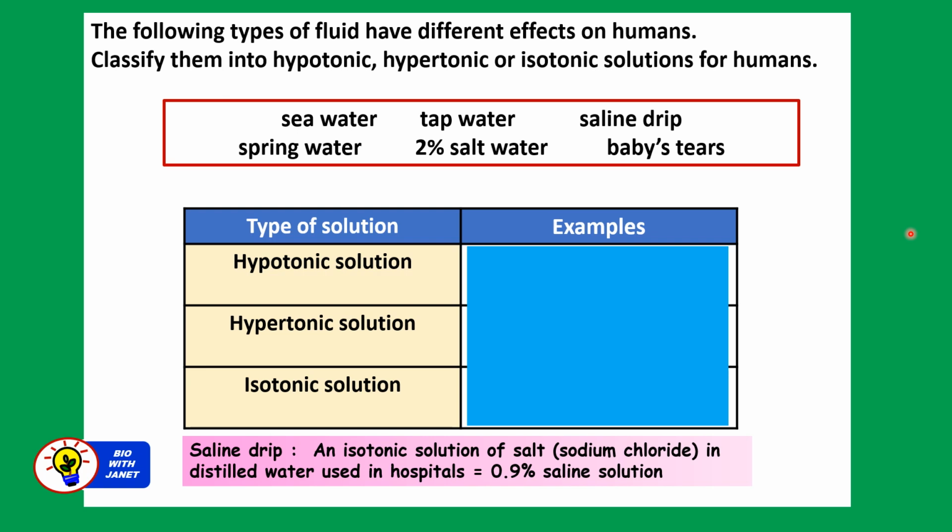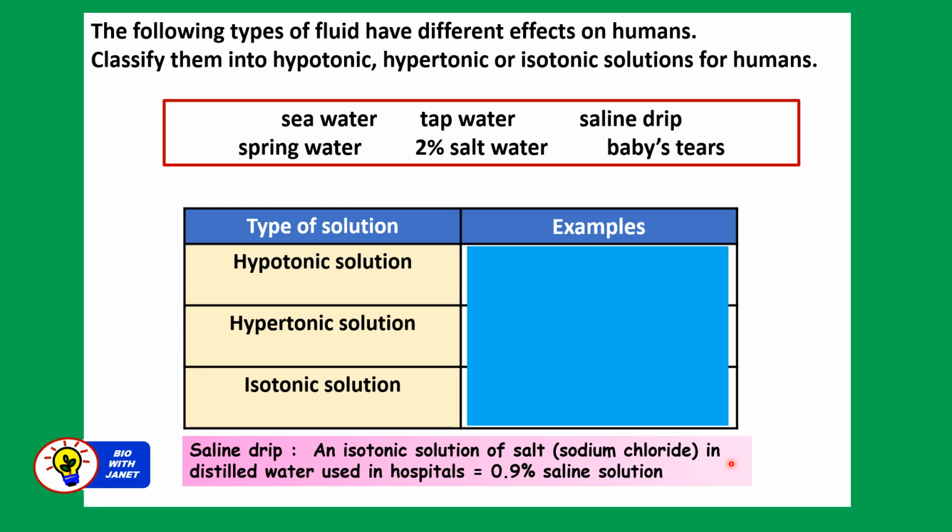Right, let's look at the answer. Now first you must know what is saline drip. What is saline drip? Saline drip is an isotonic solution of salt or sodium chloride that is dissolved in distilled water and is used in hospitals. So some patients are put on saline drip, and it's actually 0.9% saline solution, which is isotonic to our body fluids like blood and also tissue fluid. Okay, it's isotonic to that.